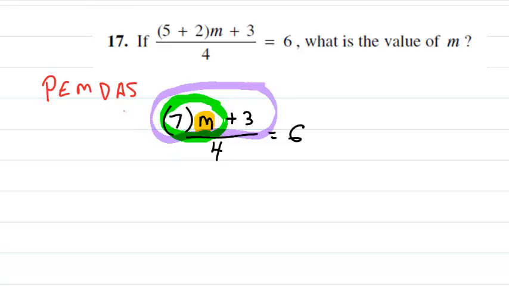First, we're going to multiply both sides by 4. The 4's cancel. 7M plus 3 equals 24. Then we're going to take away 3 from both sides.